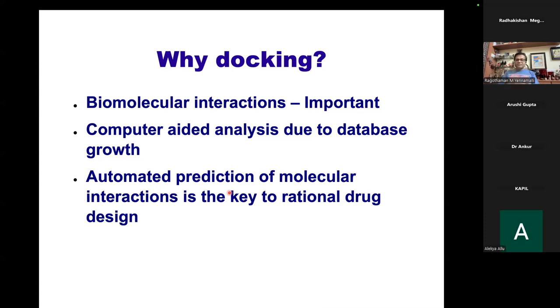Sorry for the interruption. Kindly explain what is rational drug design. Yeah, I'll come to that.